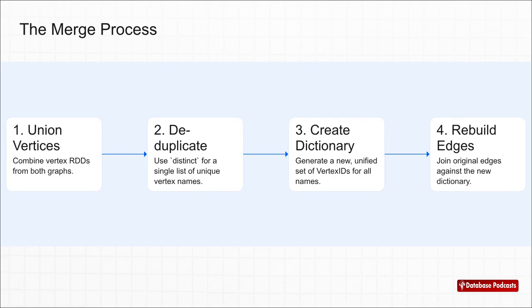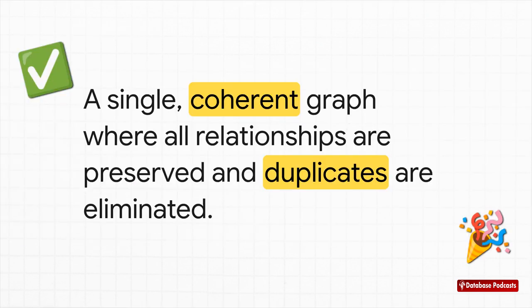Believe it or not, the process is almost identical to how we handle the RDF file. And it all comes back to that dictionary idea. Here's the most important part. You can't just trust the vertex IDs from one graph to work with the other. You have to throw them all out and create a brand new, unified dictionary that includes every person from both graphs. We'll combine all the names, create a distinct list, and then assign a fresh set of IDs. That's how we guarantee that Bill is the same person with the same ID no matter which file he came from.